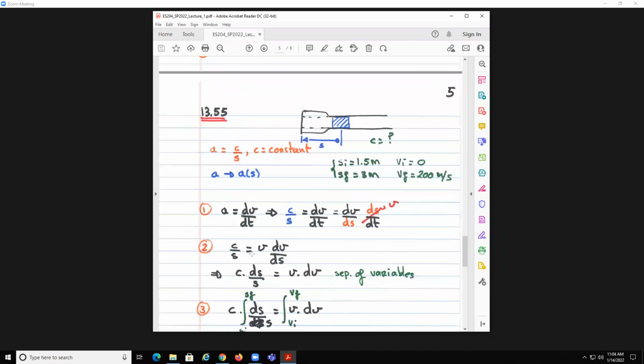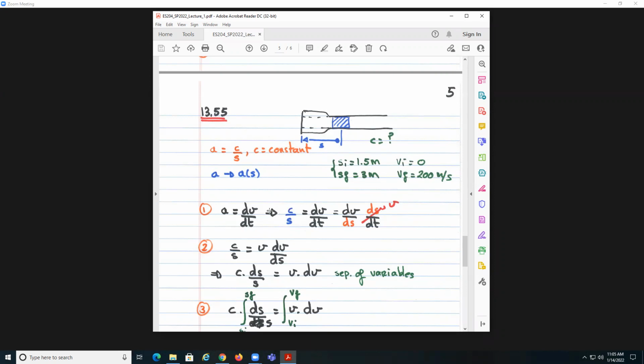So in this case, let's look at problem 13.55. This is some type of bullet that is in a cannon. They give us that the acceleration is a function of the position, A equals C over S. The initial position is 1.5 meters, final position 3 meters, initial velocity 0, final velocity 200. Even if we don't know anything, let's just follow the procedure and see what happens.